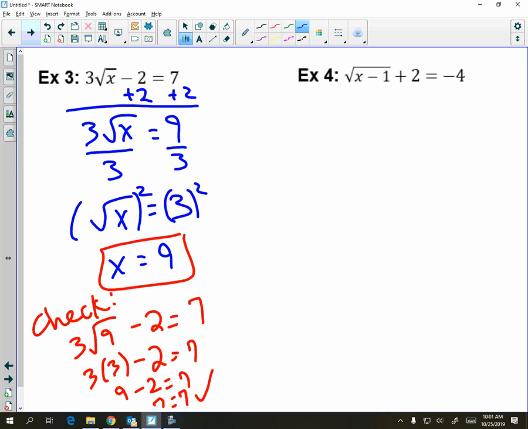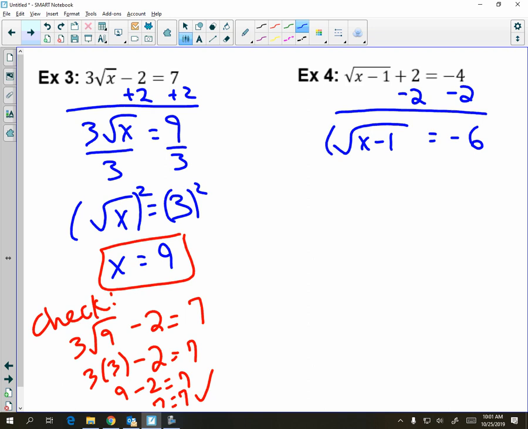Last one for example 4. We're going to get rid of the 2 that is outside of the radical. And you get that the square root of x minus 1 is equal to negative 6. Now, you're not going to bring over the 1 because that negative 1 is underneath the radical. So you have isolated the radical. The only thing on the left is the radical and what's inside of it.